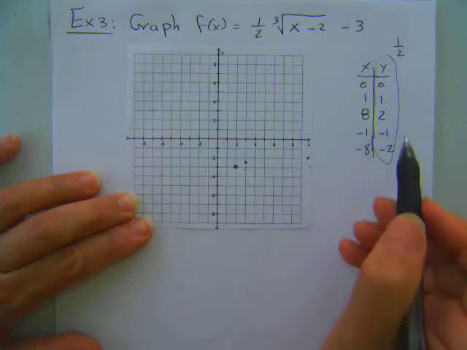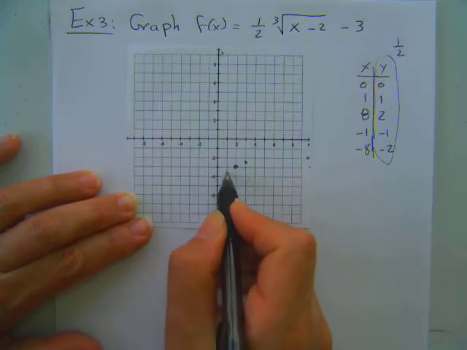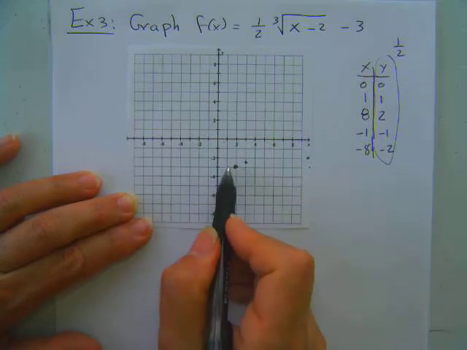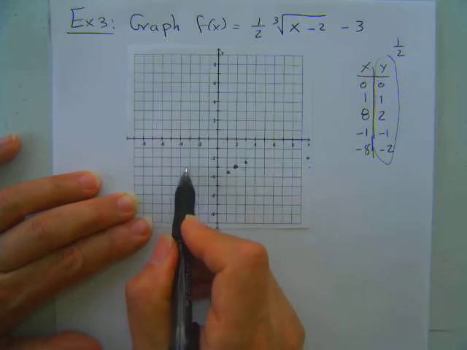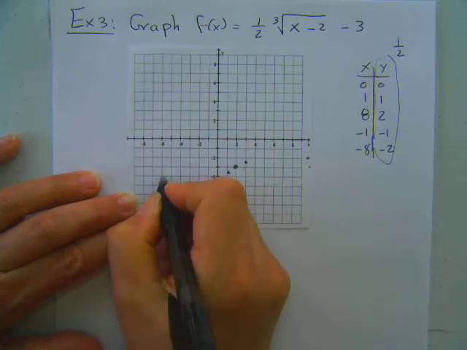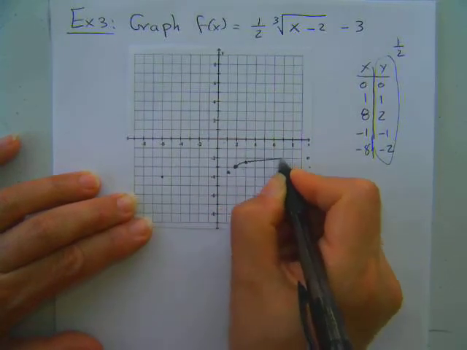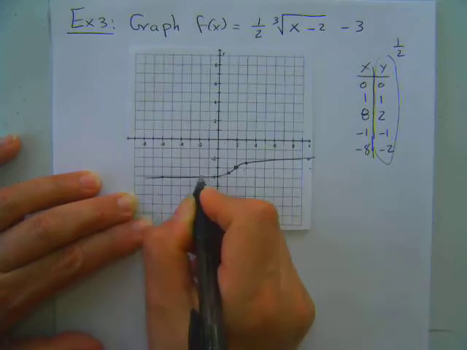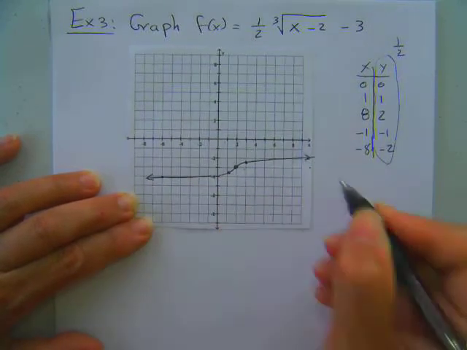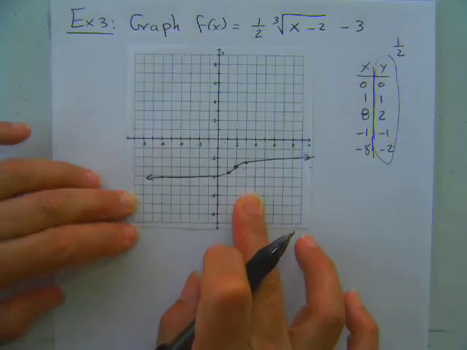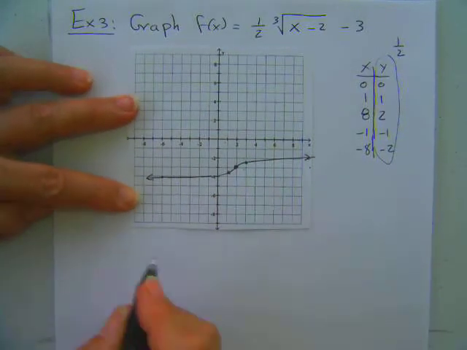Instead of negative 1, it's negative 1 and negative 1/2. And then negative 8 and negative 2. 1, 2, 3, 4, 5, 6, 7, 8, and negative 1. So this is this. See it? It's shrunk. Okay? And that is my third example. Okay. Example 4.